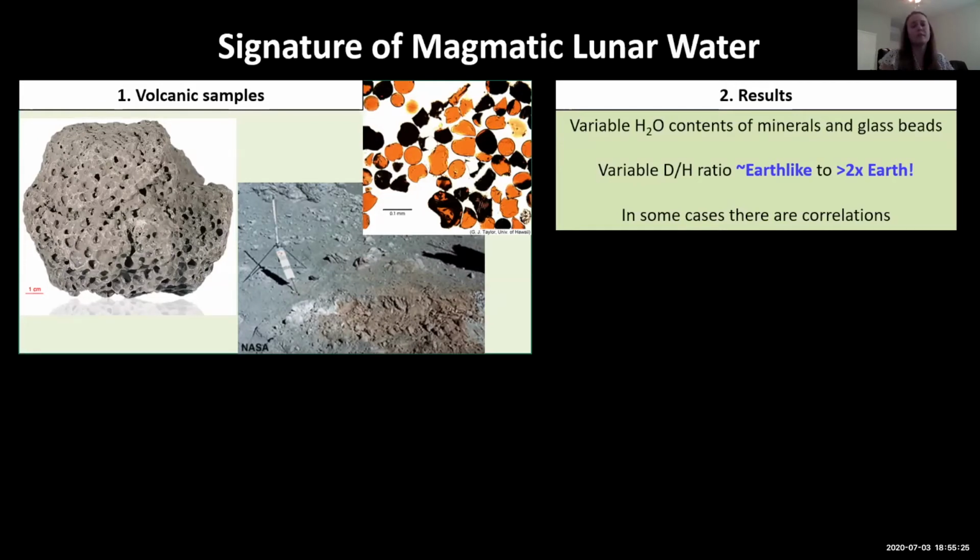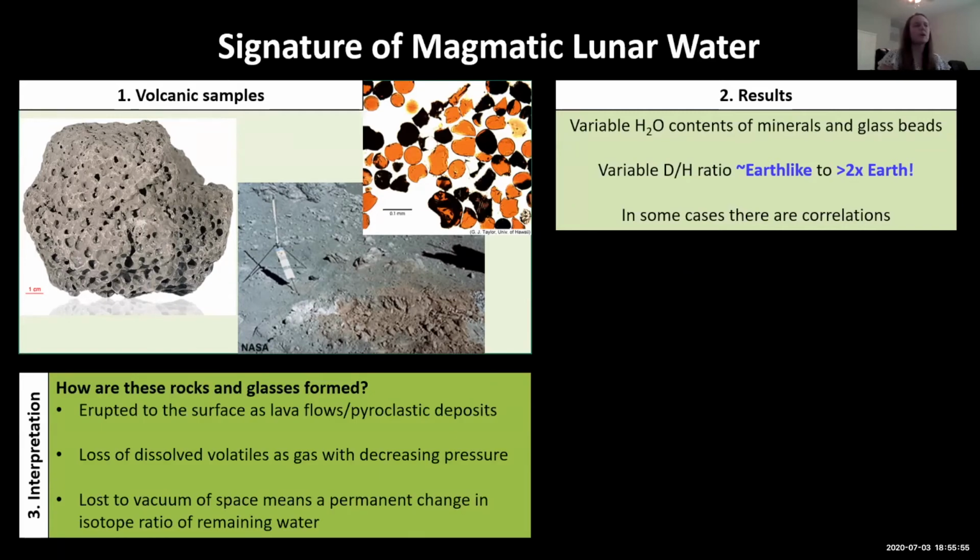We've also seen that they contain very variable hydrogen isotope compositions, ranging from approximately Earth-like to over 2 times Earth, which doesn't sound like a lot, but it's outside the realms of anything we have here on Earth. It's completely what we would call fractionated. It's very rich in deuterium. And in some cases, we see correlations between the water contents and their hydrogen isotopic compositions.